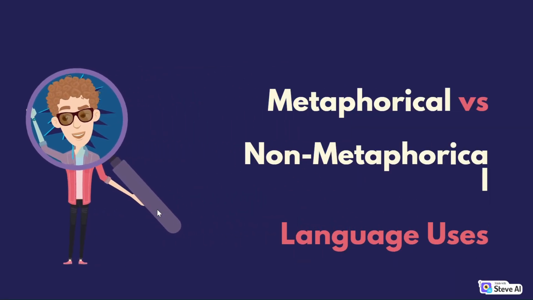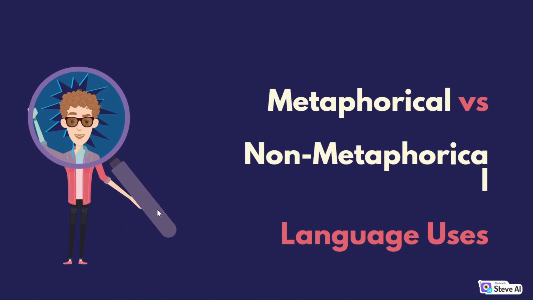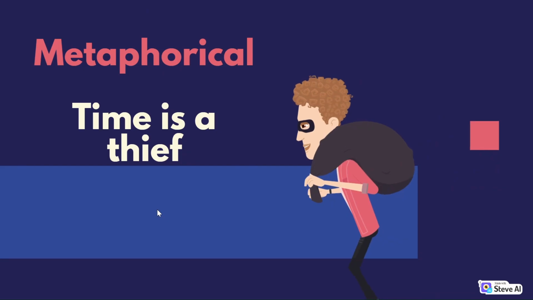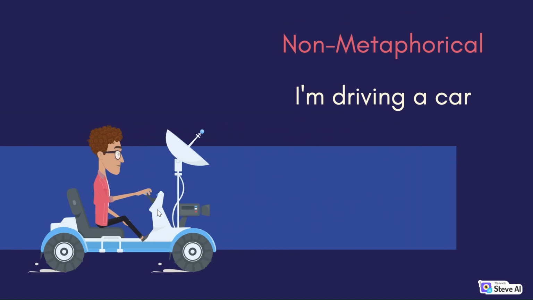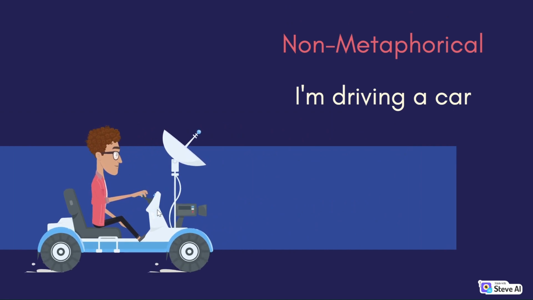So let's now talk about metaphoric versus non-metaphorical language uses. Now let me tell you an example of metaphoric language use. The example is time is a thief. It metaphorically compares time to a thief, suggesting that time can steal moments or opportunities. And for non-metaphoric language, an example is I am driving a car. This sentence conveys a straightforward observation without figurative language.